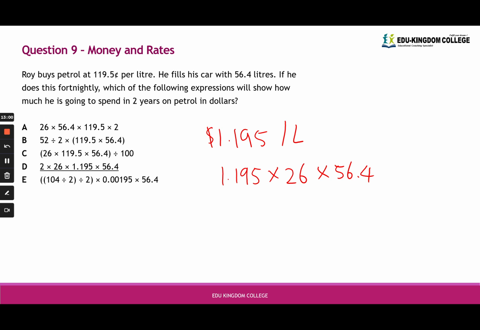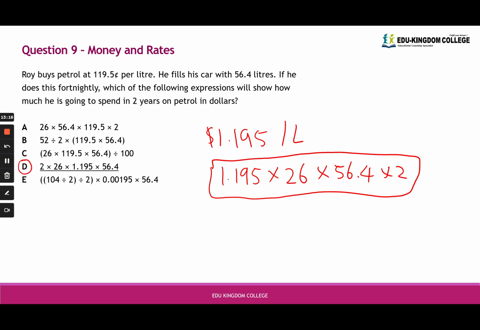And now we want to do this for 2 years, okay? So there are 26 fortnights in a year, okay? So times this by 2, okay? And so this is what you get, okay? And the answer here out of all those options that looks the most like this is going to be D. It's just going to be 2 years times the 26 fortnights times the dollars, the amount it costs per liter, times by how many liters Roy is getting every single time he goes, okay? And so the answer to this question will be D.